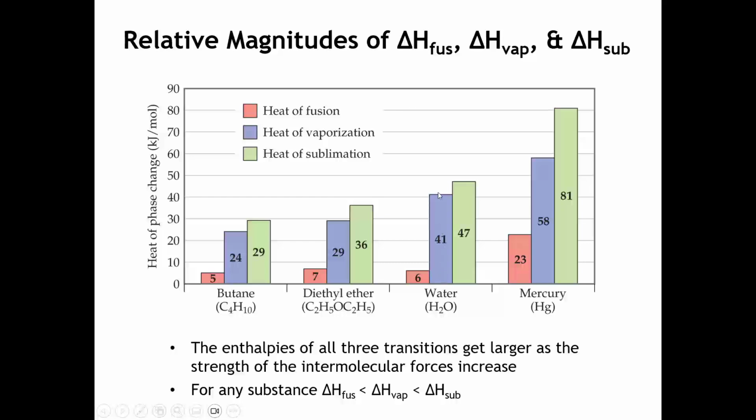But if we were going to vaporize something, that is to transform it into the gas phase from the liquid, well, now we have to completely separate the molecules. So we have to break all of the intermolecular forces apart. You might also notice, if you look at this chart, that the enthalpy of sublimation is exactly equal to the enthalpy of fusion plus the enthalpy of vaporization. Right?